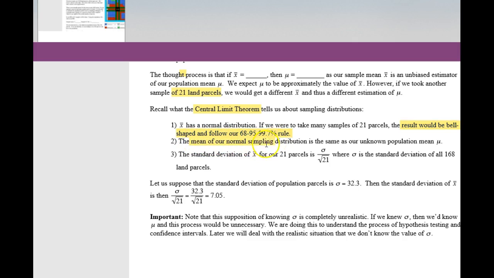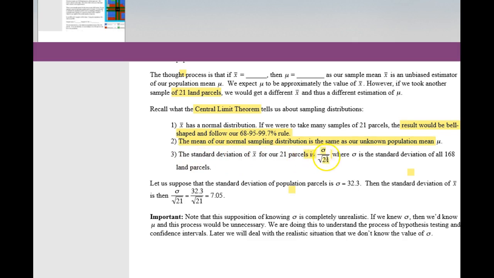We can assume that the mean of our normal distribution is going to be the same as our population mean, right? So that's what we're saying, the mean of our sampling distribution of the mean. Okay, so the mean of our means, or the average of our averages, will get very close to the population average. That's what we're saying.